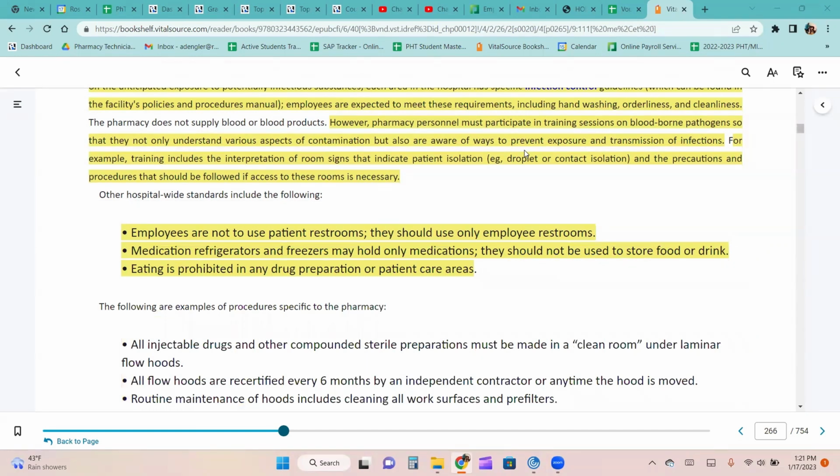Other hospital-wide standards: employees are not to use patient restrooms. They should use only employee restrooms. Medication refrigerators and freezers may only hold medication. They should not be used to store food or drink. Eating is prohibited in any drug preparation or patient care area.